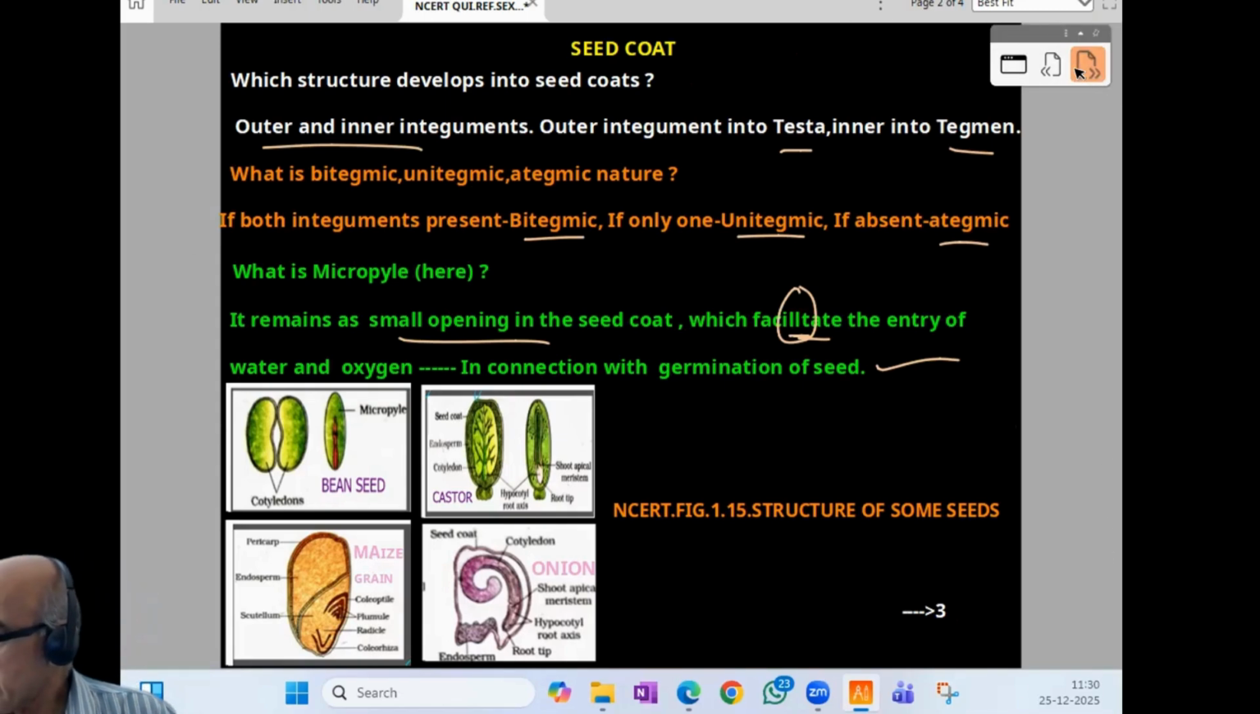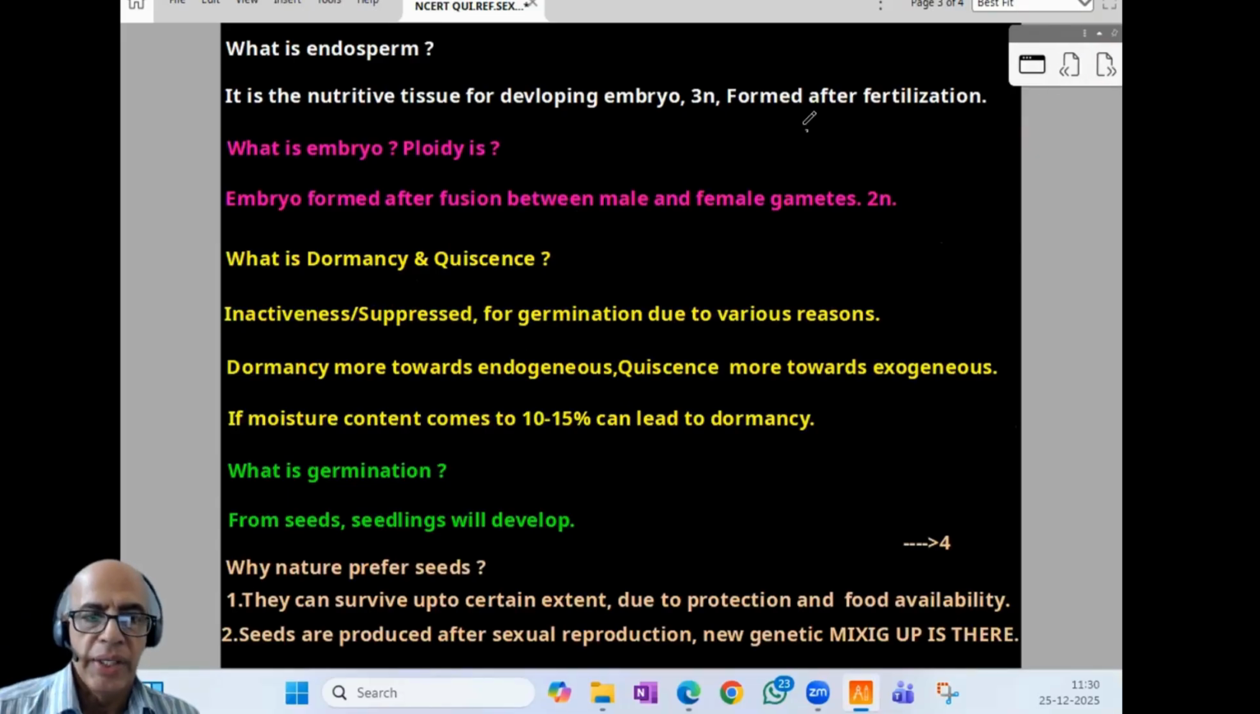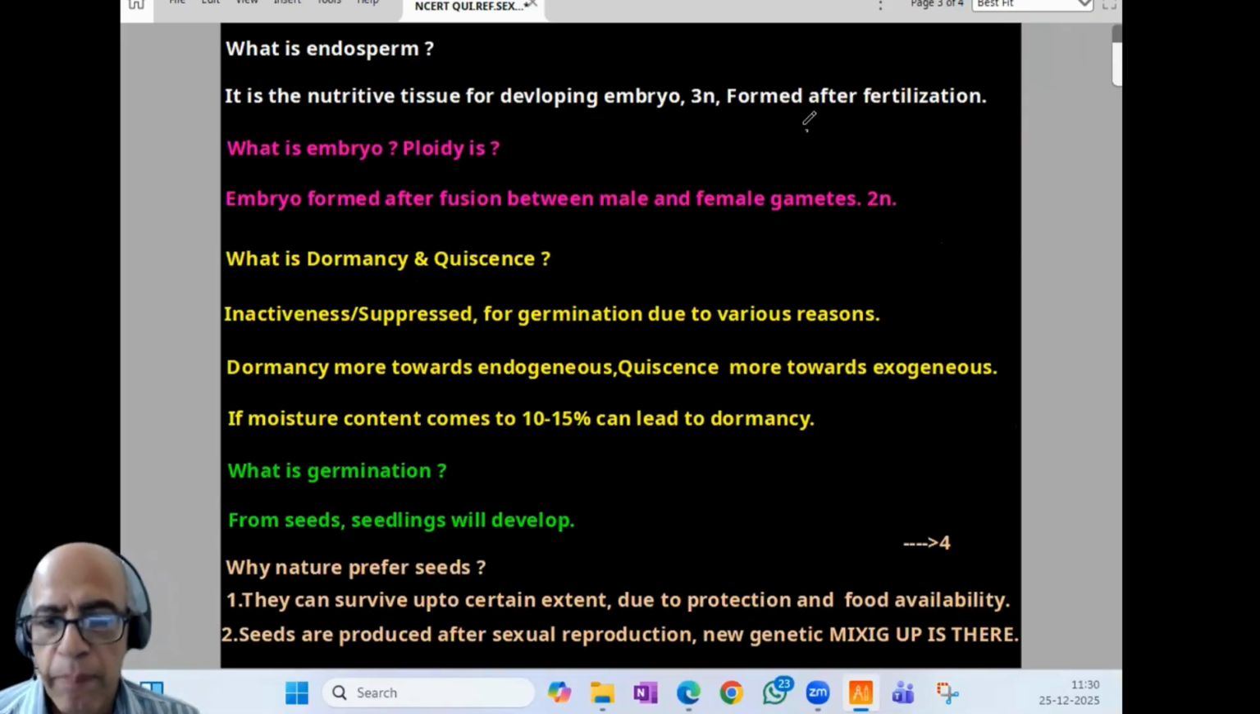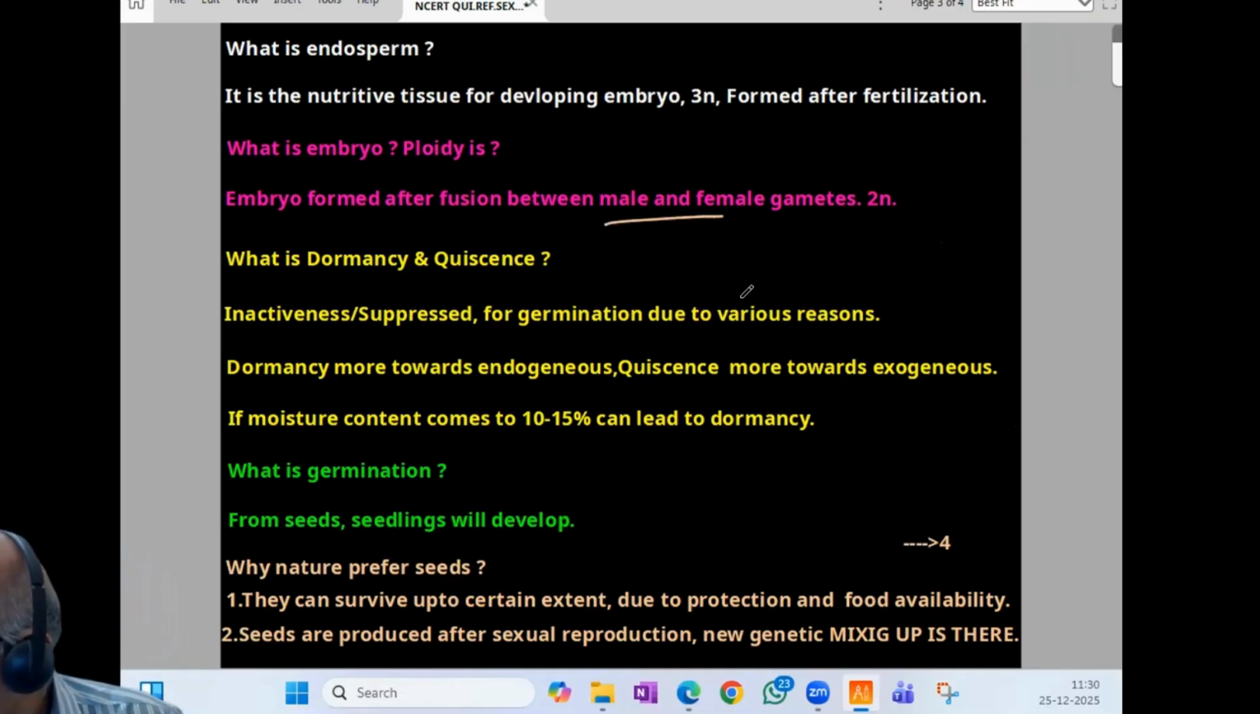So what is meant by the term endosperm? It is a nutritive tissue for the developing embryo. It is formed after fertilization. What is embryo? What is its ploidy? Embryo is formed after fusion between male and female gametes. It is basically diploid. Zygote in angiosperm is diploid.